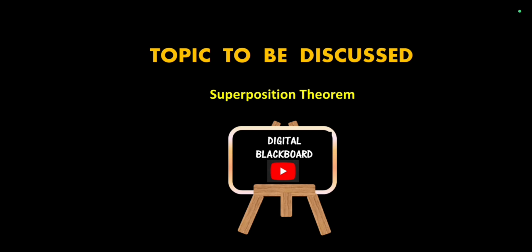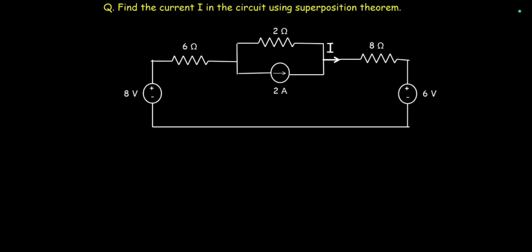So already many videos are uploaded on what superposition theorem is and how to solve numericals of superposition theorem. The links of these videos are given in the description. So this is the circuit given to us, and here we have to find the current I using superposition theorem.